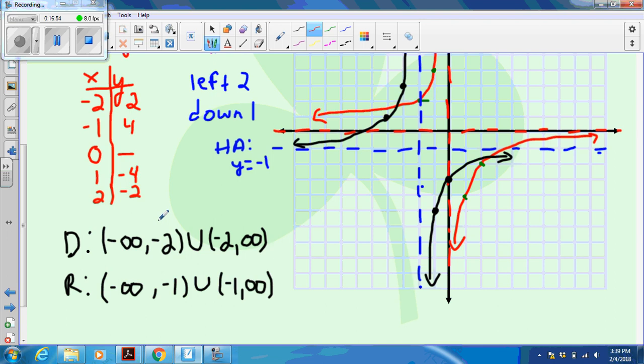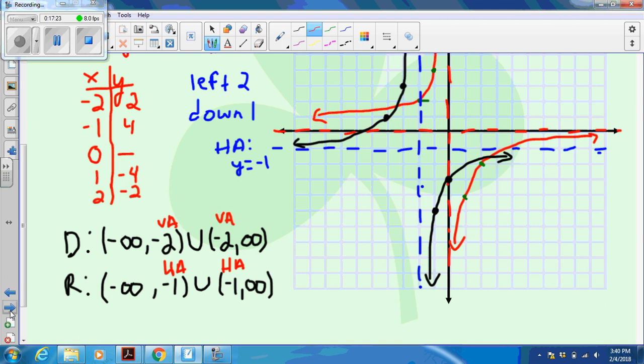I'm going to go ahead and put that there so you guys know that you will always include your vertical and your horizontal asymptote in your domain and range. And remember, we put parentheses around our asymptotes because the graphs never touch and never cross those asymptotes. So here's the domain and range of our function.